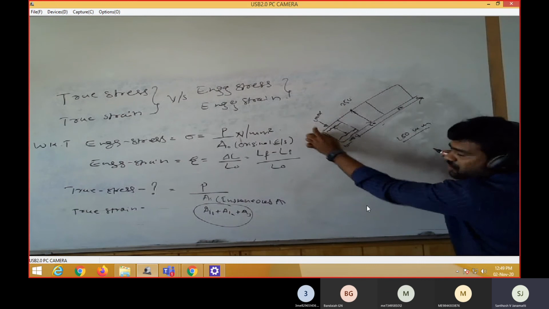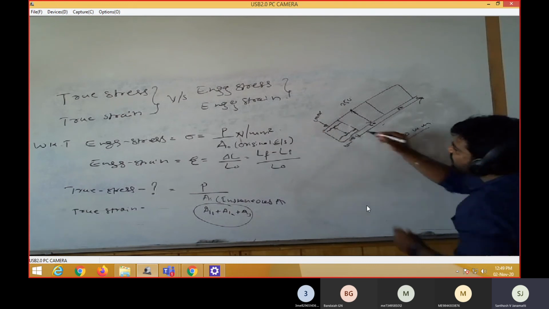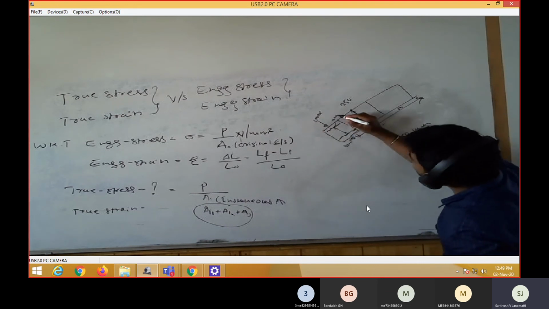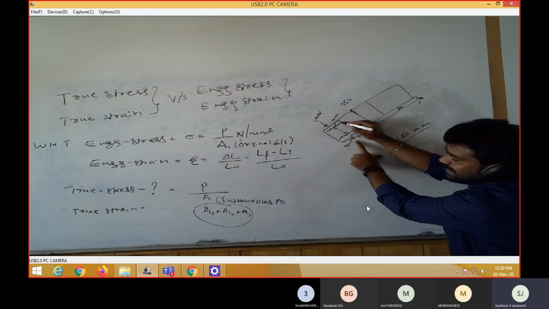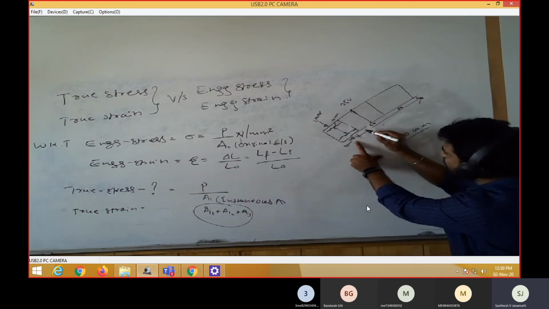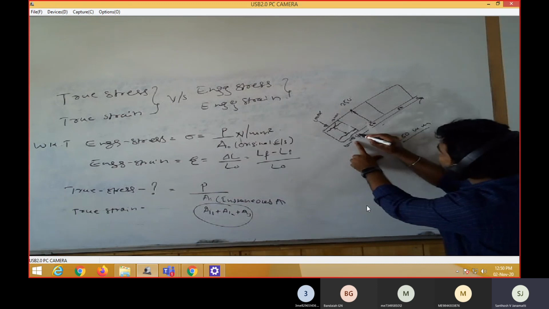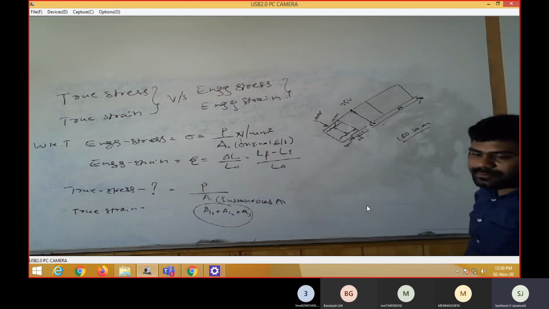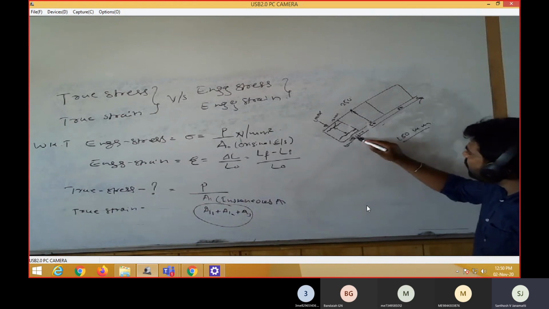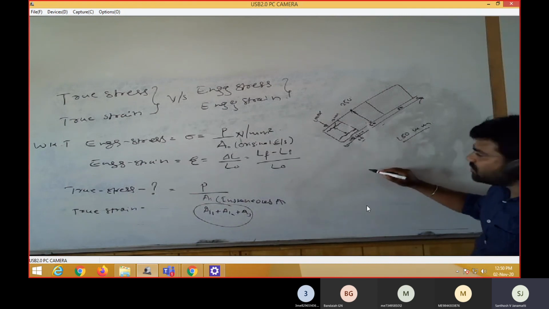For the first instantaneous load, I get a 2 mm reduction in cross-sectional area. Definitely the length will be increased because of the reduction in cross-sectional area. Roughly how much? Roughly 10 mm is increased. Now the length will be changed to 60 mm.